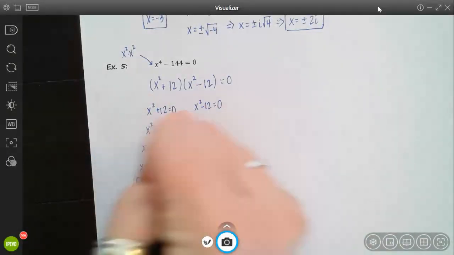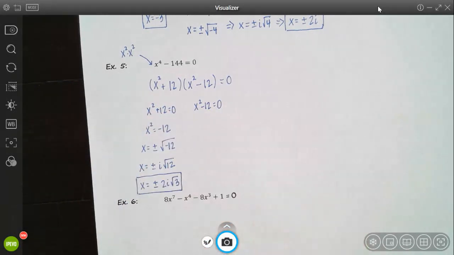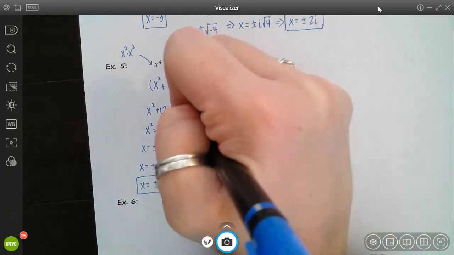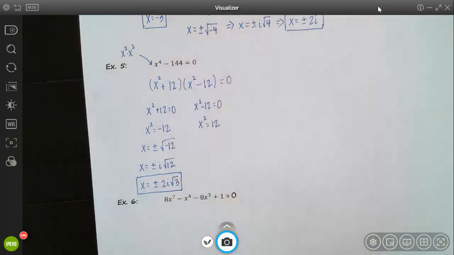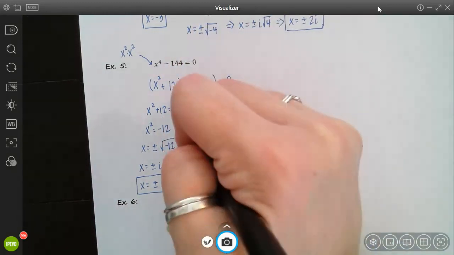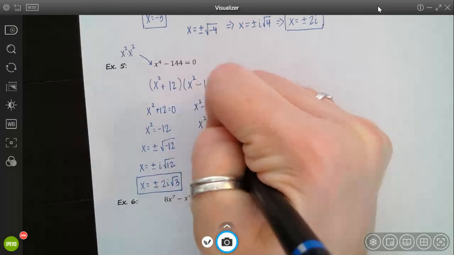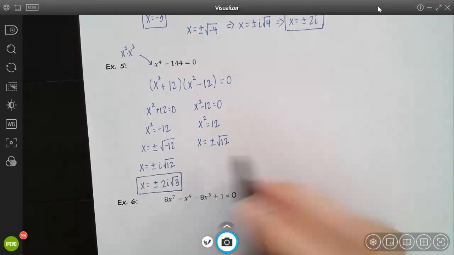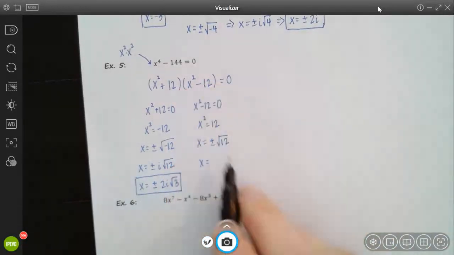So I'll move the 12 to the other side. That's going to mean x squared is equal to 12. Take my square root. Again, as soon as I'm taking the square root, plus or minus, here's my other two solutions. And then this is a real root, so I don't need to worry about any i's here. So just put that in simple radical form. So my other two solutions are x is equal to plus or minus 2 root 3.